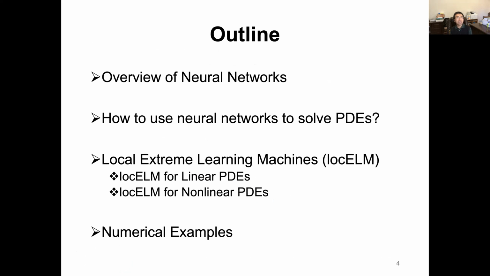So here's the outline of this talk. First we'll review some of the ideas of the neural networks, and then we'll discuss how to use neural networks to solve partial differential equations. And then we'll concentrate on local extreme learning machines and discuss how to use this method to solve linear PDEs and also nonlinear PDEs. Afterwards, I will use several numerical examples to demonstrate some of the properties of this method, as well as the characteristics.